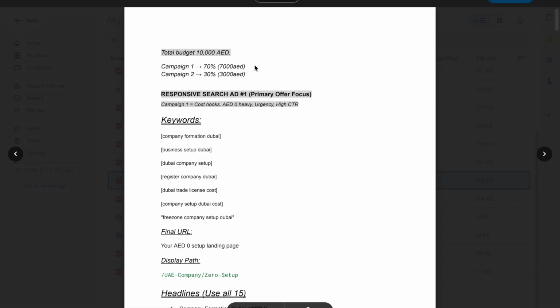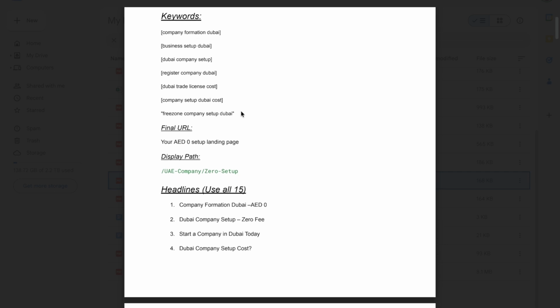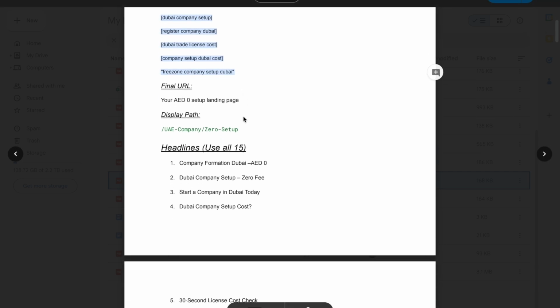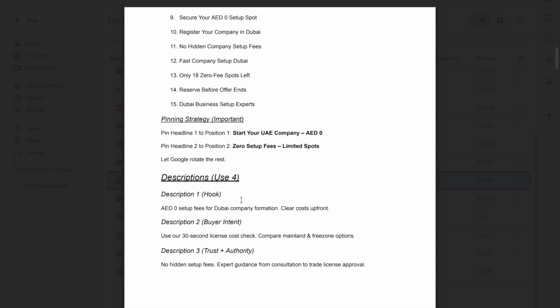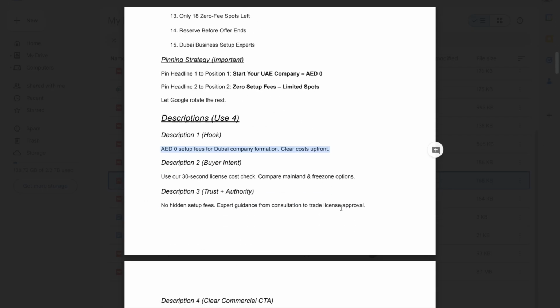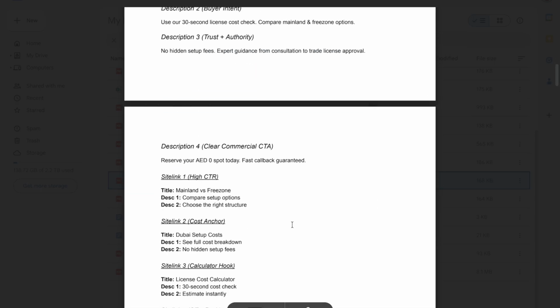You split your budget into 2 campaigns. 70% goes into cost-based hooks. Keywords are exact match. Messaging is free, cheap, 0 dirham. Examples: 0 dirham setup fees, clear cost breakdown, instant license cost calculator. These campaigns are for volume and lead capture.